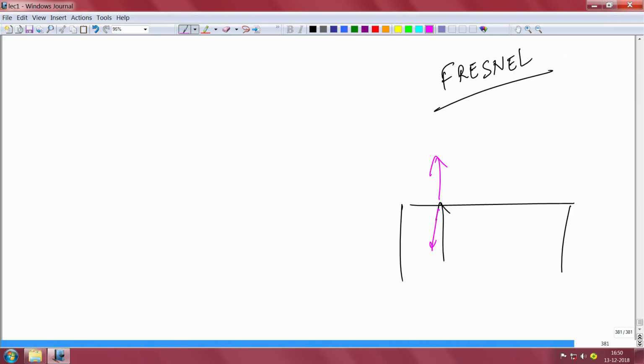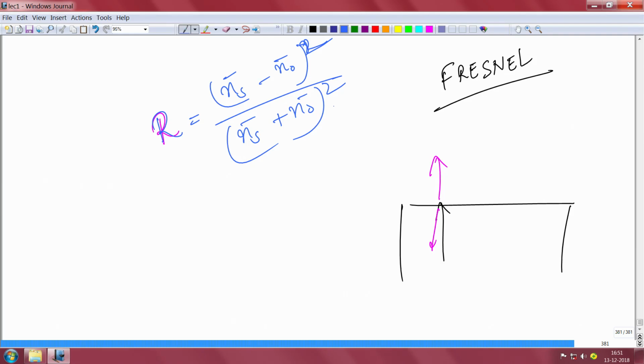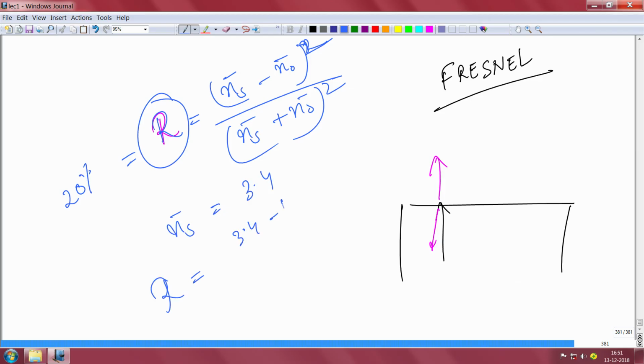The Fresnel loss is basically about a mismatch in the refractive index, and so there is a reflection that takes place. This reflection coefficient can be written as semiconductor refractive index minus the air refractive index, whole square, divided by semiconductor refractive index plus air refractive index, whole square. This fraction of the intensity is reflected, and it can be say 20%. If Ns of gallium arsenide is 3.4, the amount of light reflected at the interface of gallium arsenide and air will be 3.4 minus 1, air has a refractive index of 1, over 3.4 plus 1, whole square.